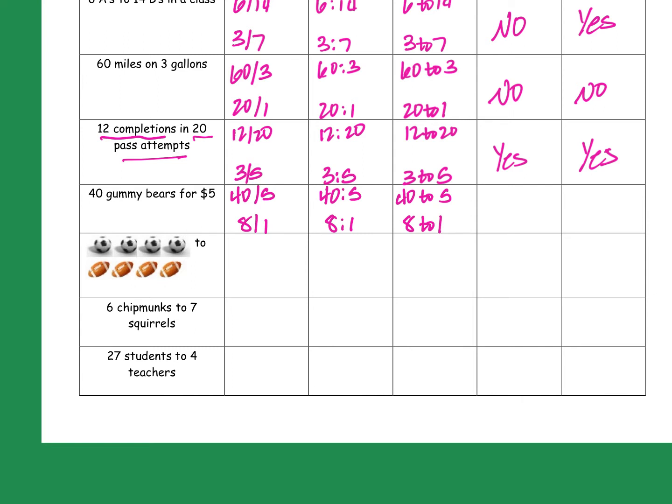Is it a fraction? Yes. Or no, it's not. It's dollars and gummy bears. Can it be converted to a fraction? No. Good. Okay, so we have soccer balls to footballs. 4 to 4 or 1 to 1.